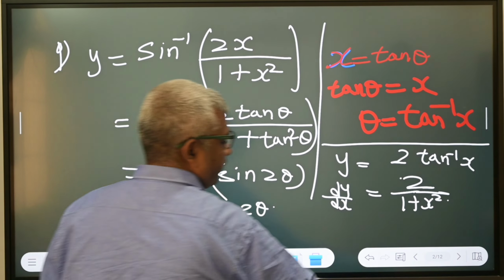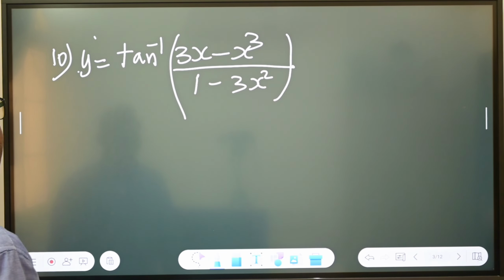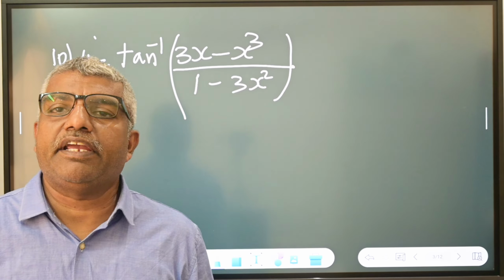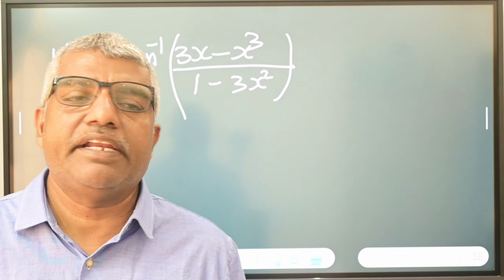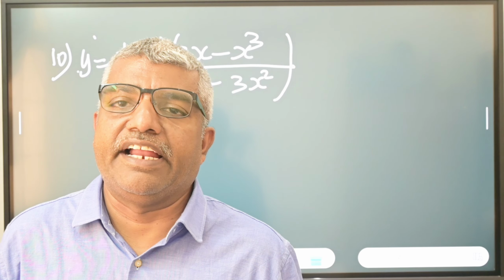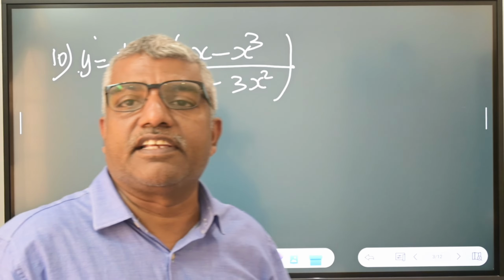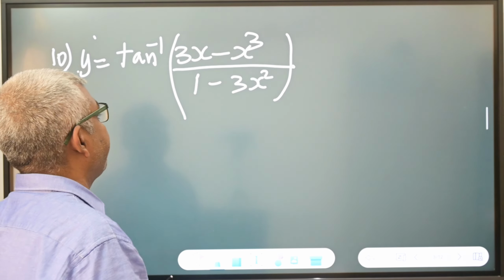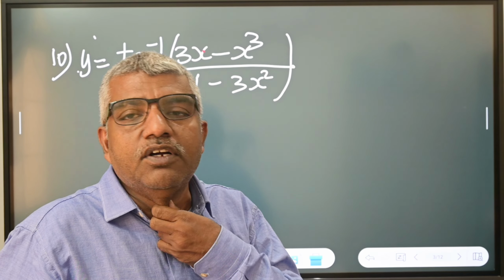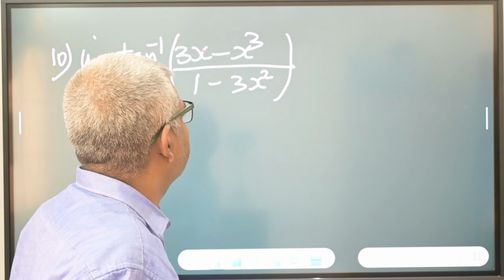Okay, now question number 10. Tan inverse of 3x minus x cube divided by 1 minus 3x squared. You have to make it as tan of something. Then only tan inverse tan will be cancelled. So what to substitute for x? The tan 2 theta formula is 2 tan theta over 1 minus tan square theta. It is not like here.